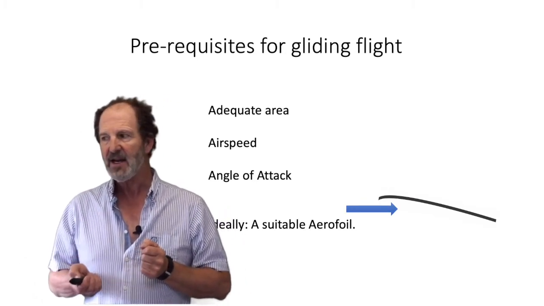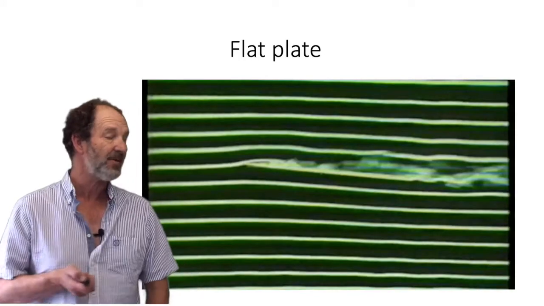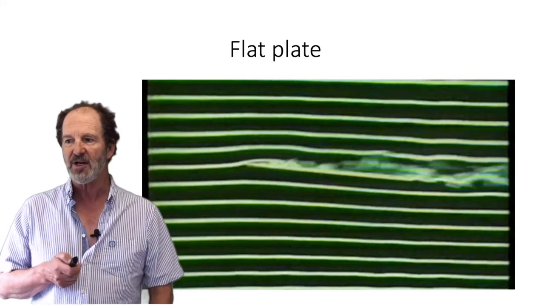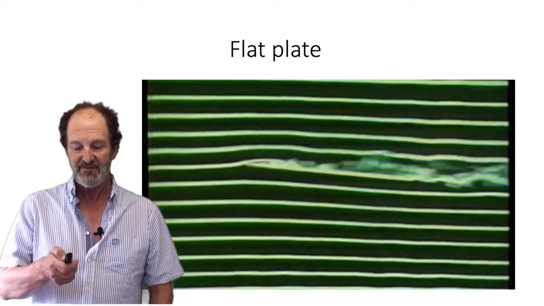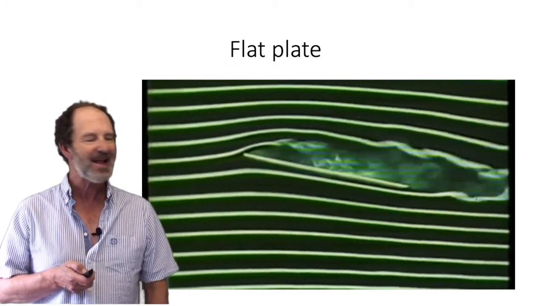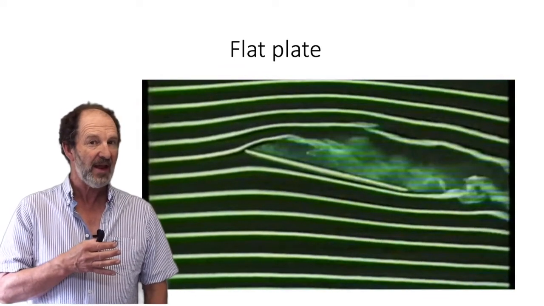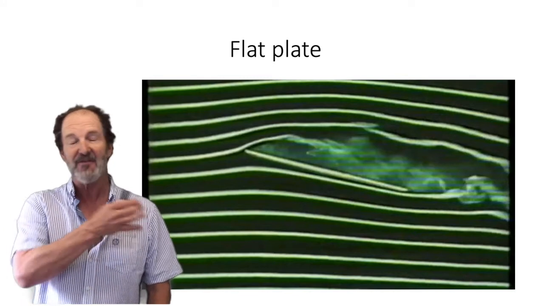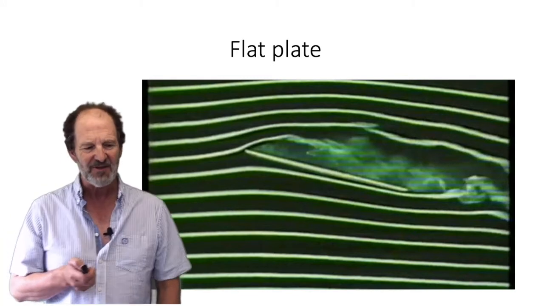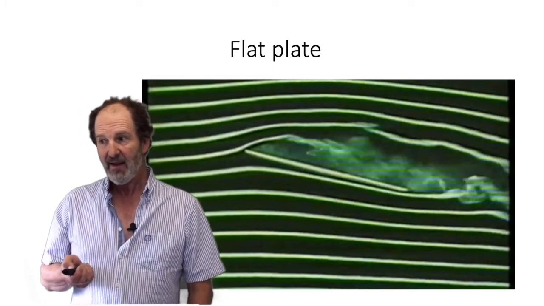So I'm going to look here in a smoke tunnel. Here is, just to illustrate what I was talking about, a flat plate, and the green streamers are smoke, as you can see. The plate unfortunately is green as well, which doesn't help. You can see that as you increase the angle, it begins to stall, and the airflow over the top breaks away very quickly. So not very efficient for us in order to fly with.